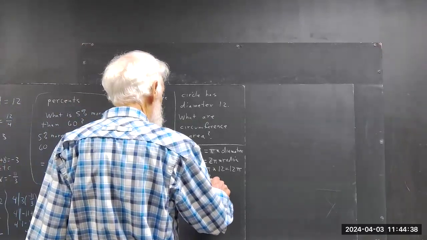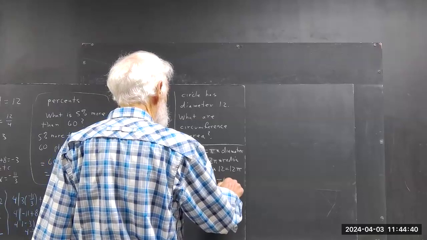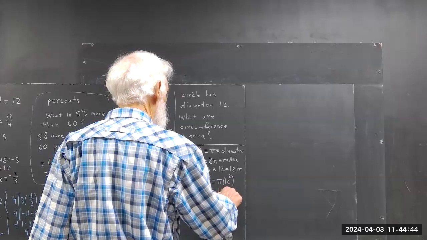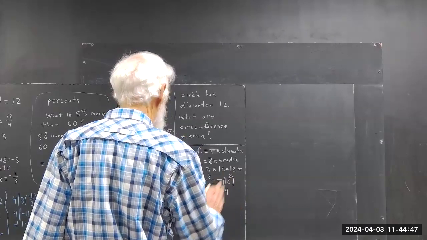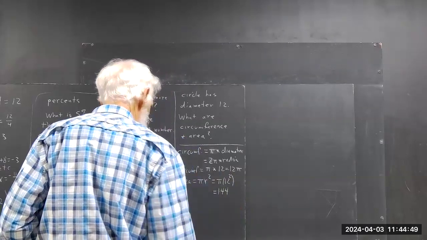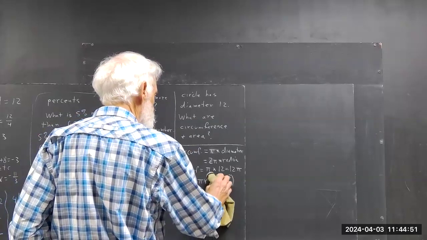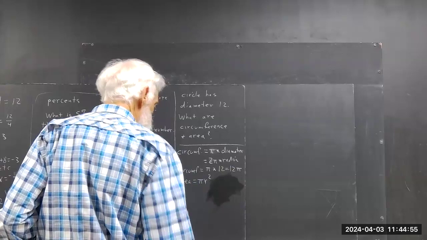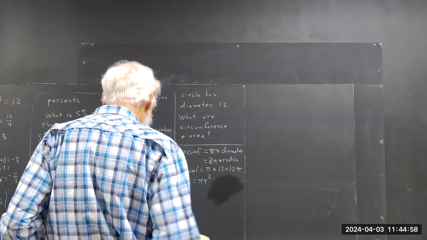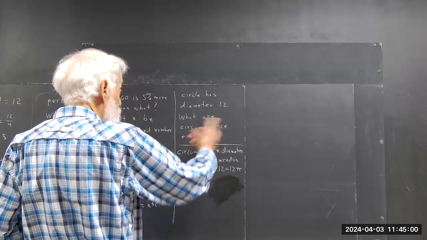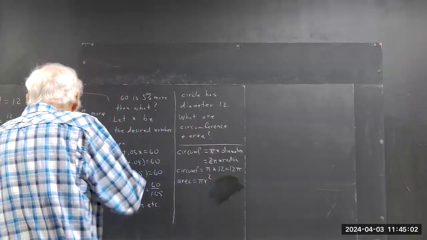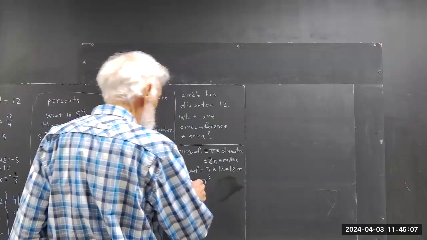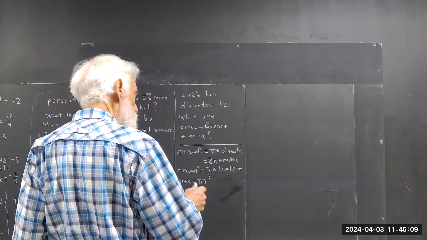In any case, that's pi times 12 squared, which is 144. Excuse me. Radius is half the diameter. So you got pi r squared.